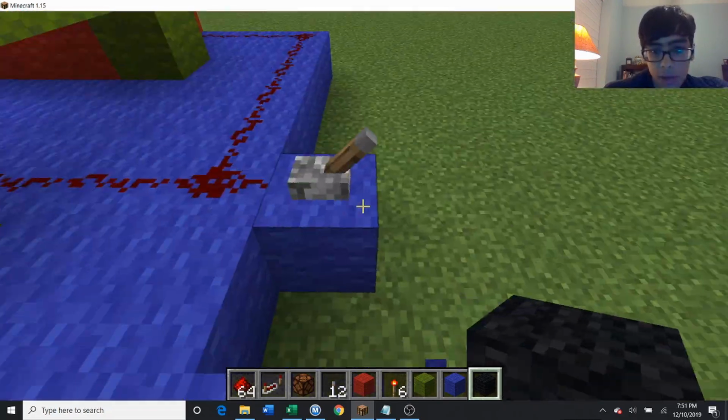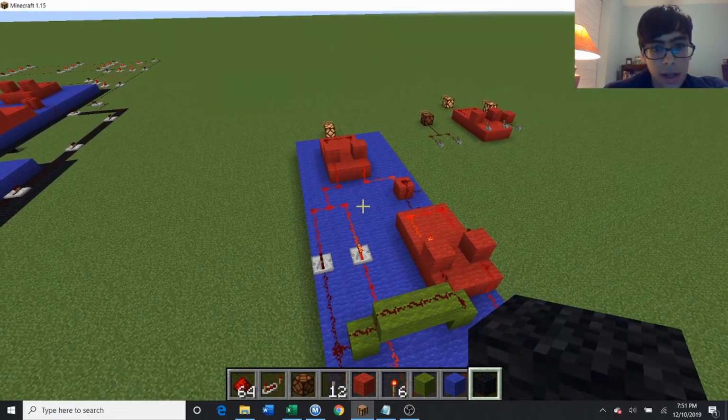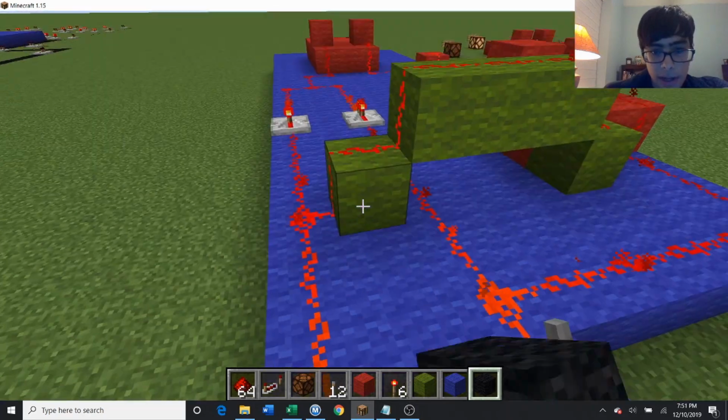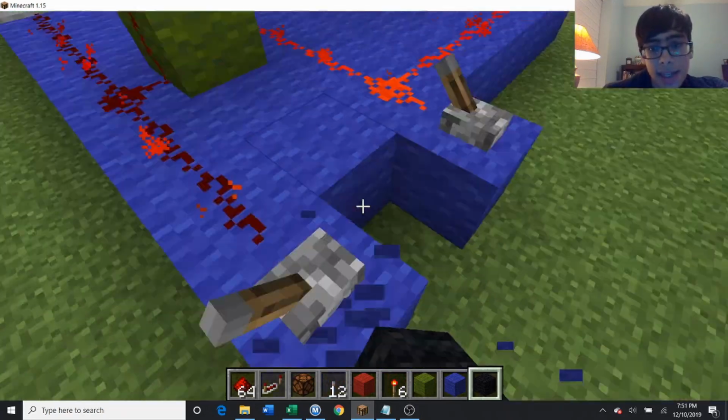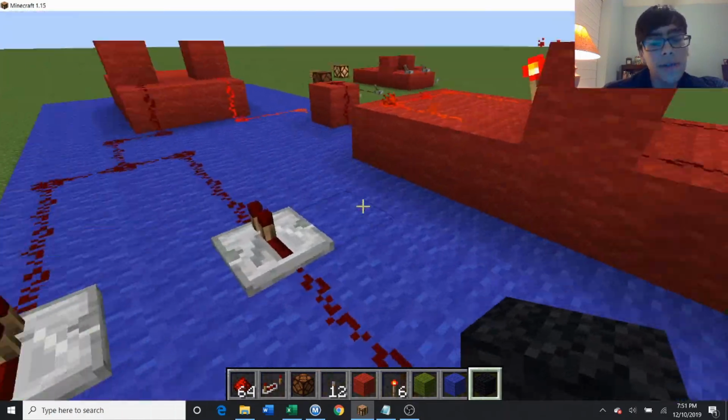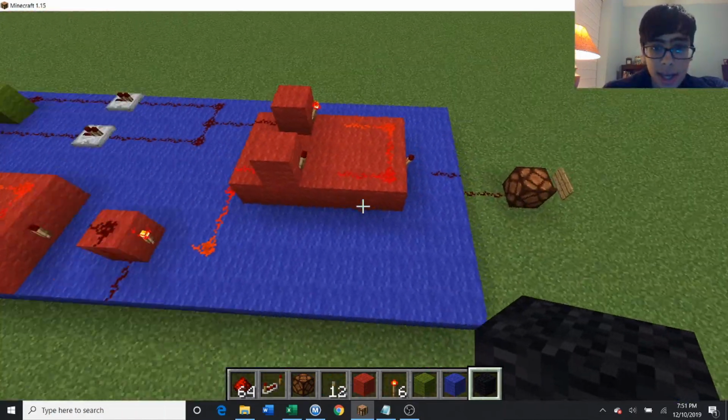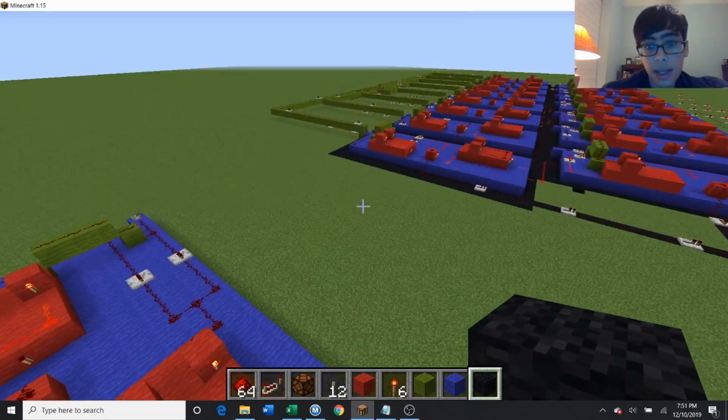If I turn the other one on, it's on. If both of them are on, it's off. So you need to have at least one, but you can't have both. That's an exclusive OR gate. So this is how I add two digits together in the calculator.